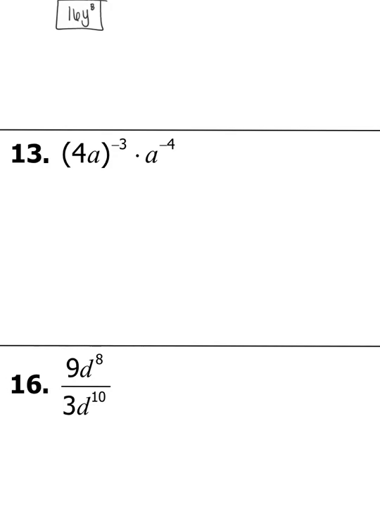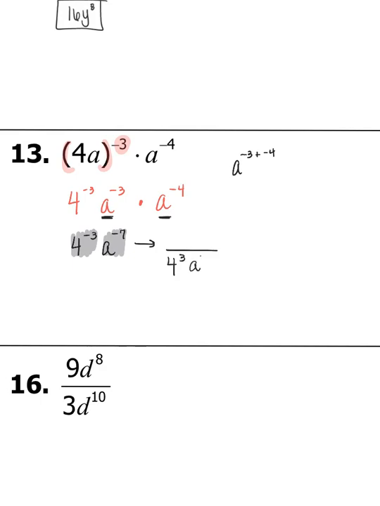For 13, we're going to go ahead and apply this -3 exponent first. So that's 4 to the -3rd, a to the -3rd, and that's multiplying to a to the -4th. I'm going to go ahead and multiply my a's. So that's 4 to the -3rd, a to the -3 plus -4. So a to the -7. Since both of these have negative exponents, we're going to rewrite them with positive exponents by reciprocating. As a result, I do have to put a 1 in my numerator. And last but not least, 4 to the 3rd is 4 times 4 times 4, which is 64.